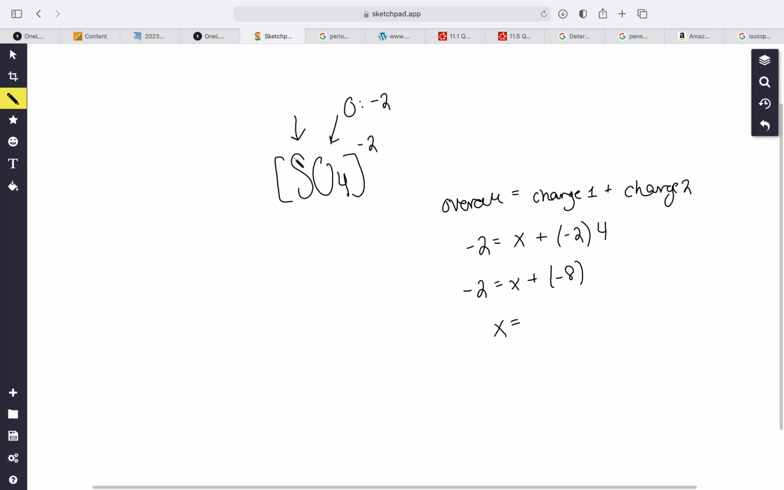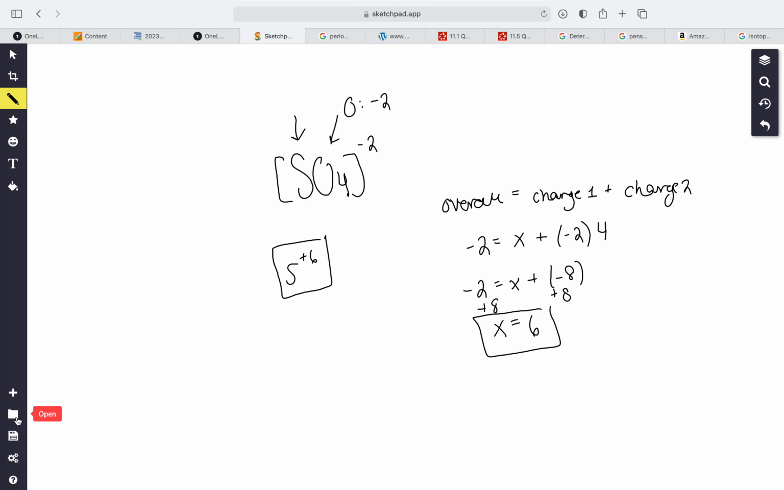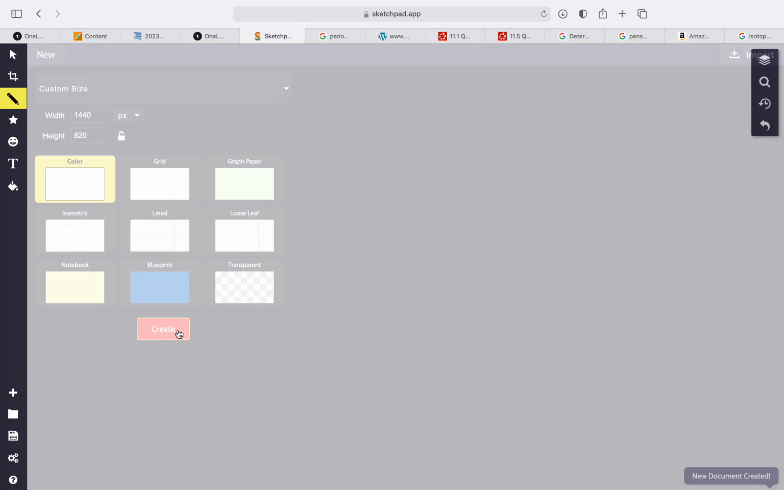And then we add this onto here. So sulfur is going to have a charge of, let's see, we do +8, we do +8. That is going to give us 6. So the charge of this is going to be +6. Let's do another example of those, because those are kind of fun.